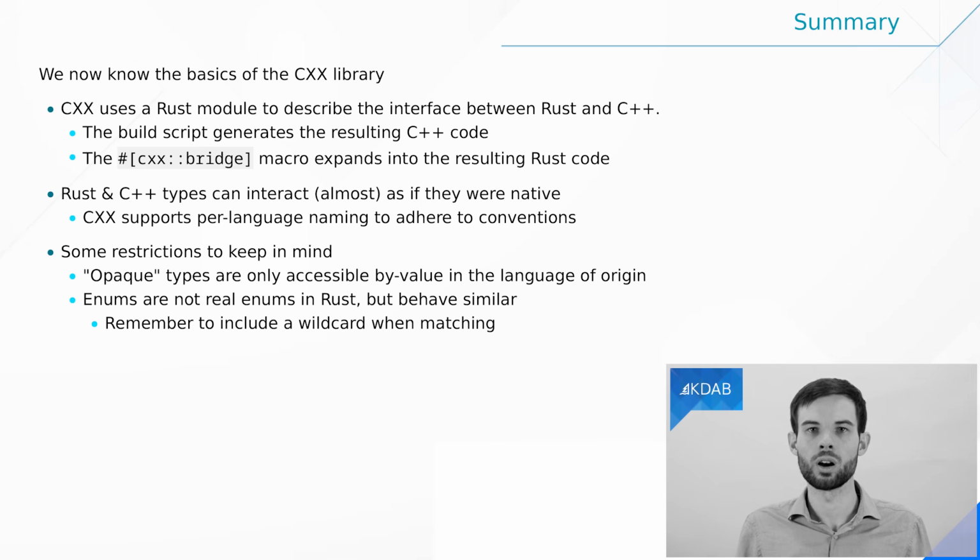First of all, opaque types are only accessible by value in the language they originate from. CXX, however, also allows you to declare shared types that don't have this restriction, but not all types can be shared. Also, shared enums aren't actually enums in Rust. They behave almost the same, but can contain any integer, so we need to remember to add a wildcard pattern when matching. In my opinion, this still leaves us with a pretty clean application that uses both languages together.